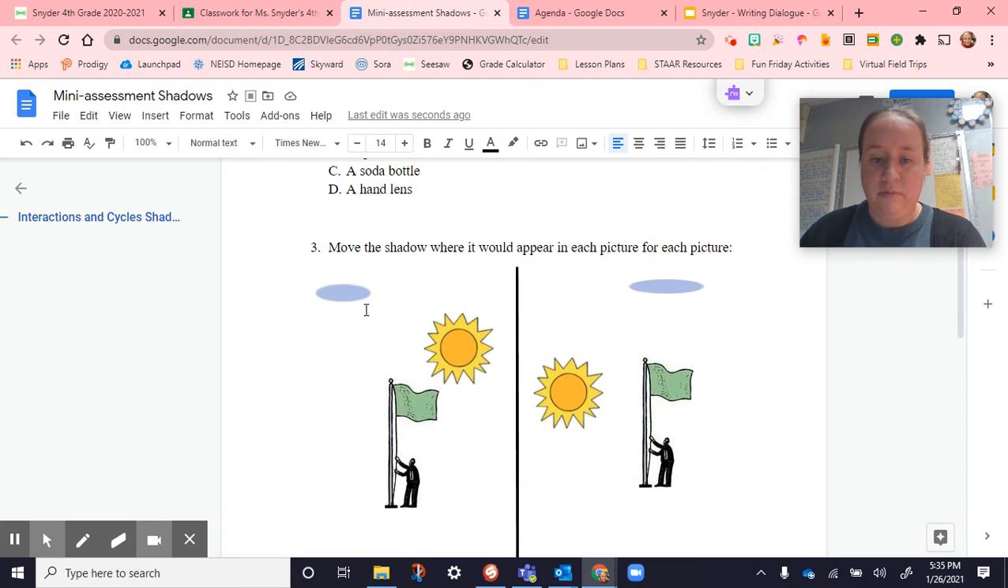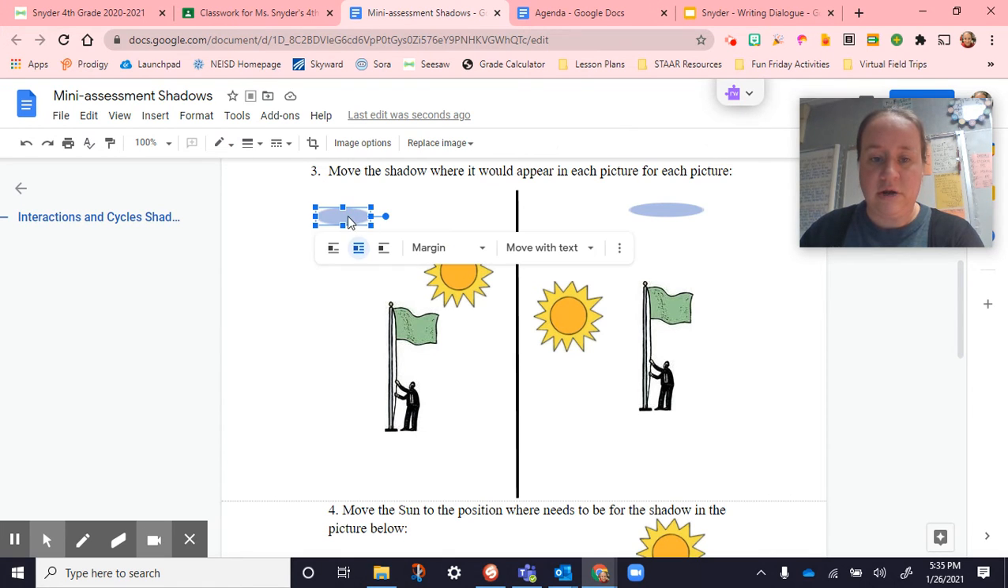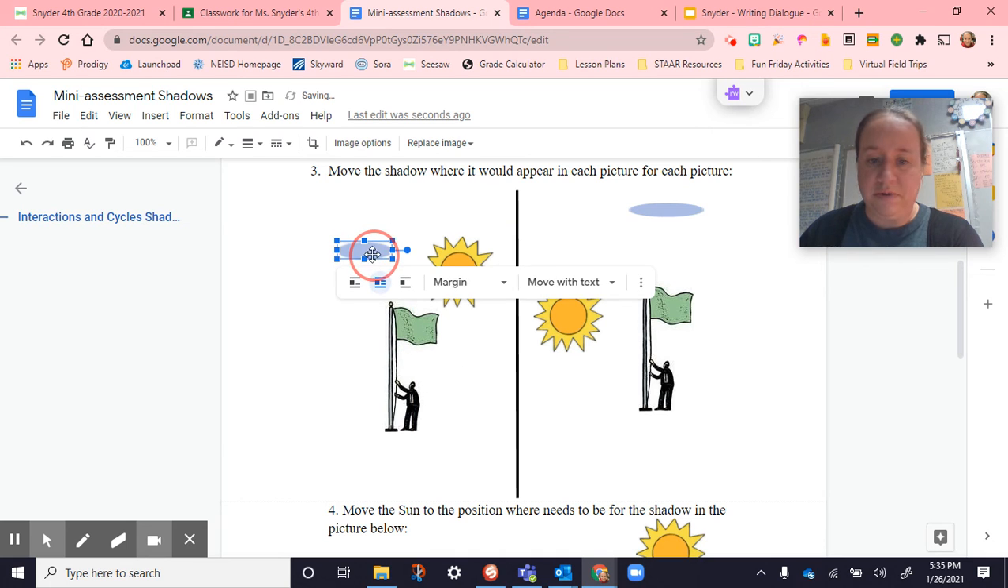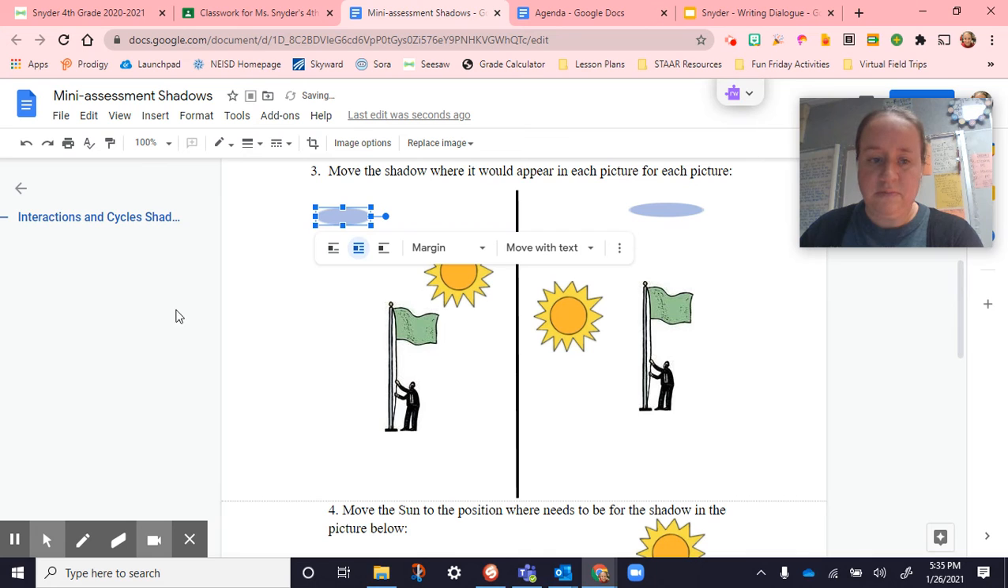All right, number 3, move the shadow where it would appear. So your picture's right here. You've got this guy with the flag, and the sun is here. You're going to click the shadow, and you can drag it wherever. Should it go in front of him? Should it go behind him? Should it go on top of his head? Should it go up in the sky? Where's the shadow at? Same thing with this one.